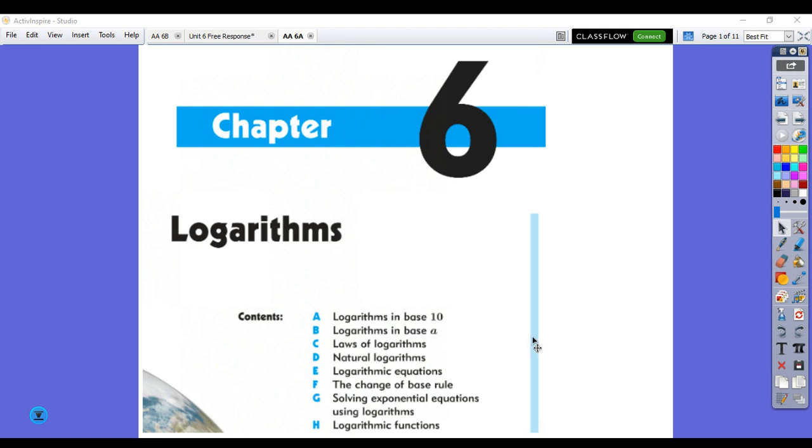All right, so chapter 6 is all about logarithms. I'm trying a new video recording, so we'll see how this goes. Something I have to try for the district.